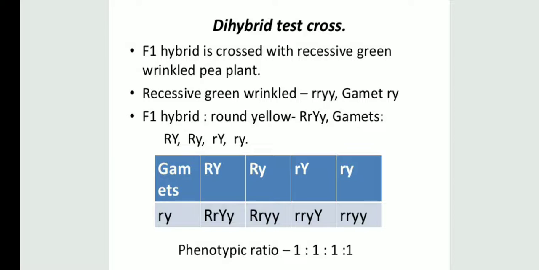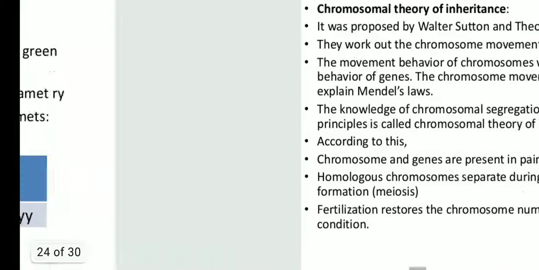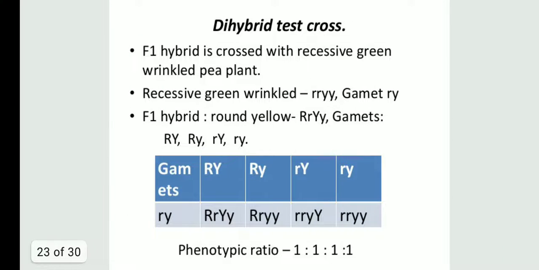So these are the gametes that have been formed, students, and this one is the recessive green wrinkled, the small r and small y. So you can see here, when we fuse these gametes with the recessive green wrinkled gametes, this thing is formed, and here we can actually use this dihybrid test cross. So the phenotypic ratio becomes 1:1:1:1. So this was all about today's module, students.